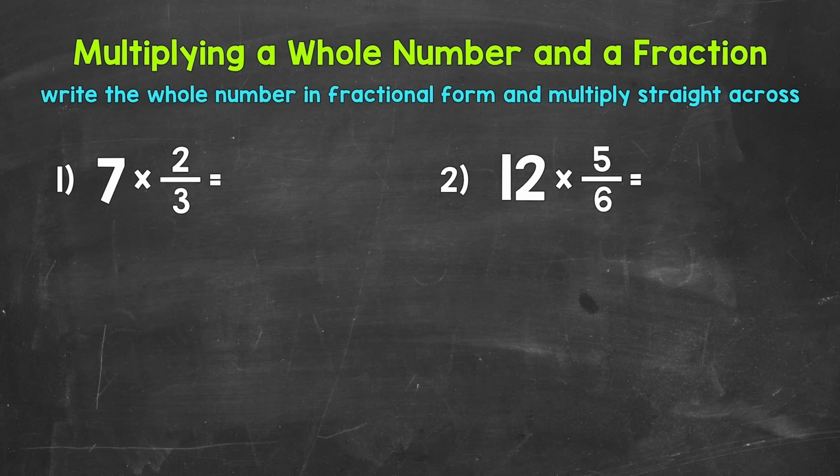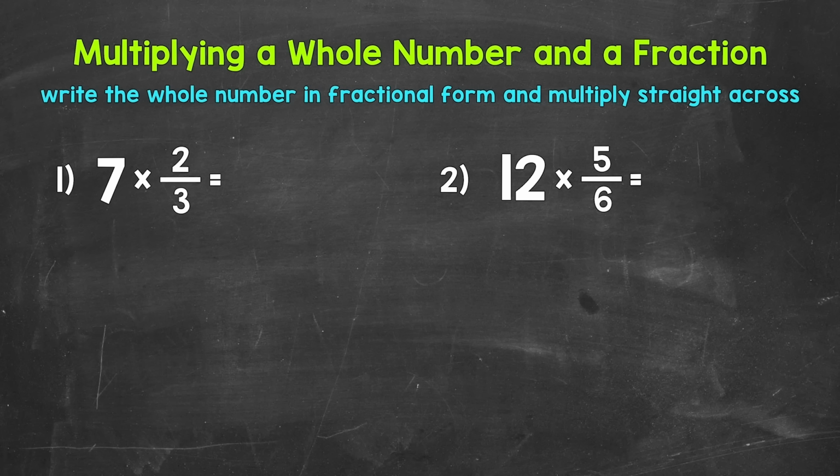Now we will take a look at how to multiply a whole number by a fraction. Let's jump into our examples, starting with number 1, where we have 7 times 2/3. Now remember, when we multiply fractions, we multiply straight across. So multiply the numerators, the top numbers, and then multiply the denominators, the bottom numbers. Since we have a whole number within this problem, 7, we need to write that whole number in fractional form. That way we have a numerator and a denominator, and we can multiply straight across.